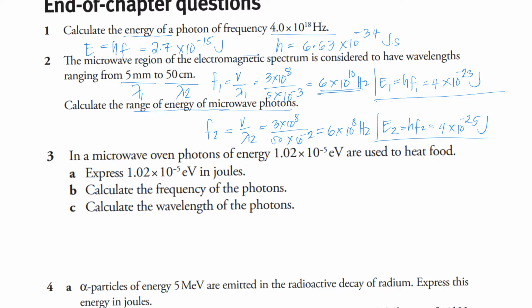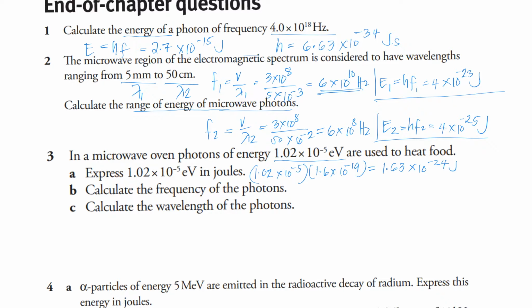Let's go to number 3. In a microwave oven, photons of energy are used to heat the food. Calculate in joules. So just multiply by the e. You're going to write here 1.02 times 10 to the minus 5. We just multiply it by the charge of the electron, we know 1.6 times 10 to the minus 19. Then we have the answer 1.63 times 10 to the minus 24 joule.